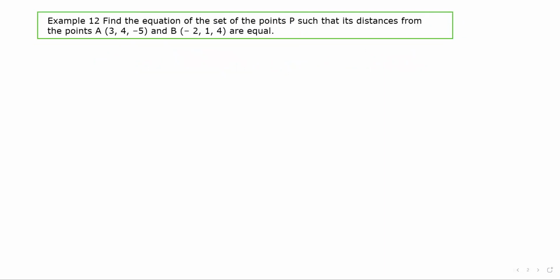Next, find the equation of the set of points P such that the distances from the points A and B are equal. Now, this type of question we've already done in the exercise. You have these endpoints given to you: A(3, 4, -5) and B(-2, 1, 4). And you have to find the equation of points P.